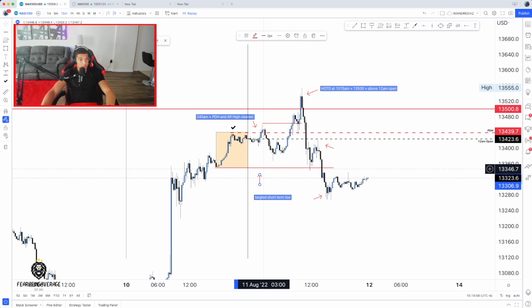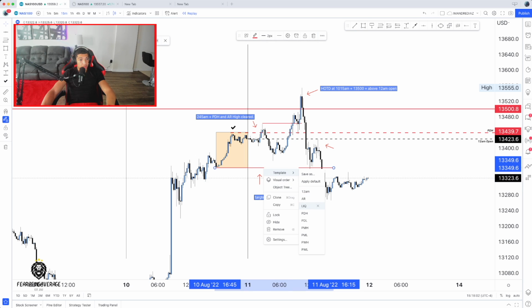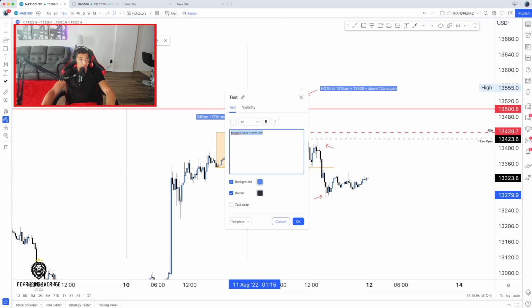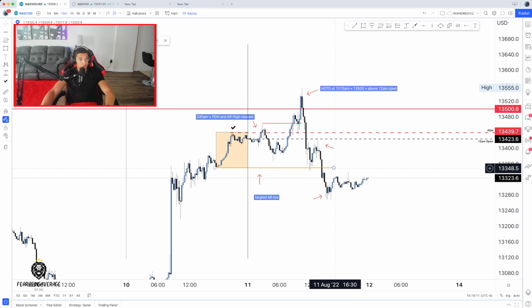But as you can look, we did end up targeting the Asian range low, and instead of a short-term low, I'm going to say the Asian range low. We ran the liquidity below it, and as you can see, look at how price had a reaction and came right above.